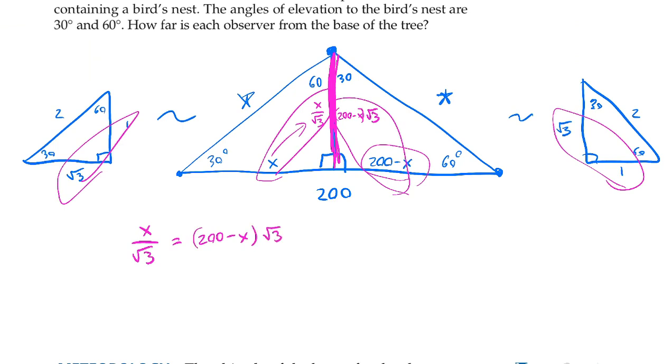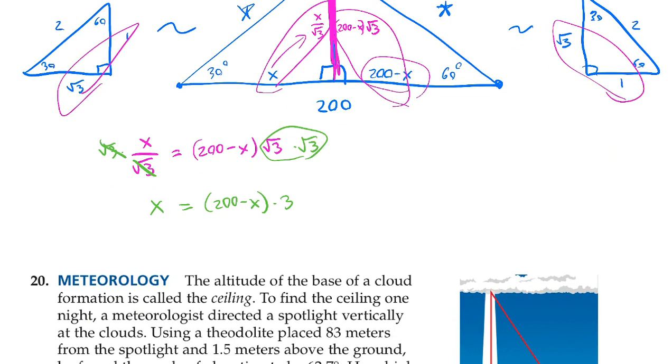Well, look at this. Watch this. Oh, snap. We multiply both sides by root 3, and look at that. Everything got so much easier. This totally cancels out, and we just get x. But on the right, we have 200 minus x times, and what's root 3 times root 3? It's just times 3. Oh my good golly. That got so easy so quick.